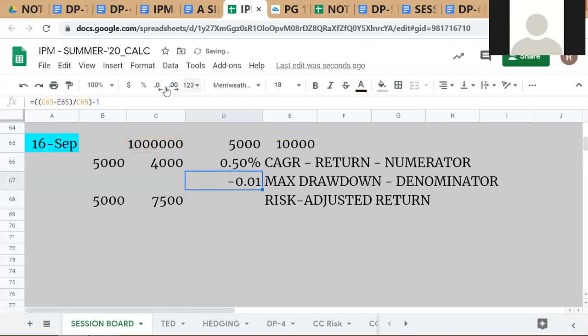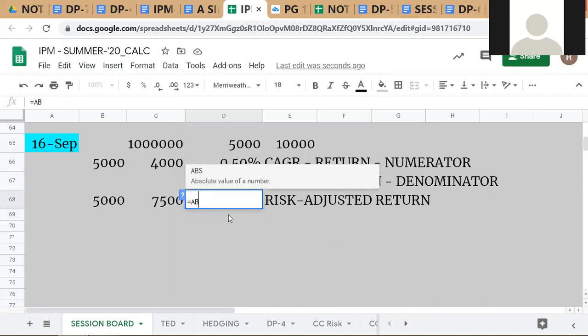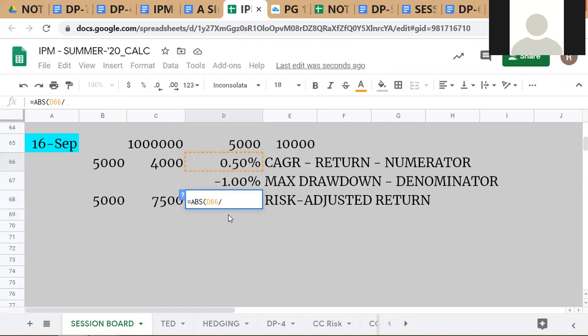So your loss is minus 1%, a minus 1% drawdown. Your ratio score is going to be basically the ABS of these two. In this case, since you have a positive return, this is going to be your score. This is going to be your raw score.